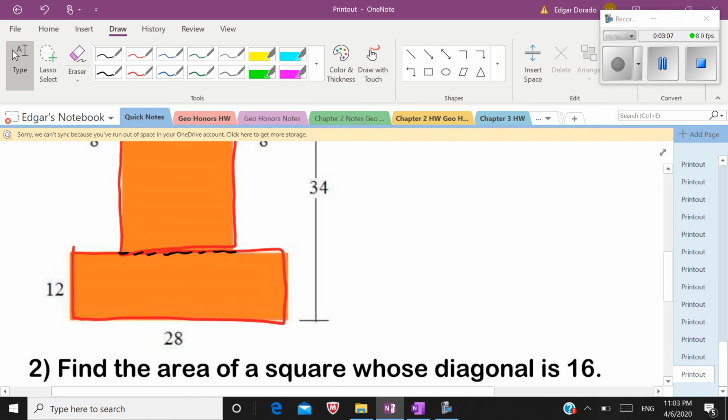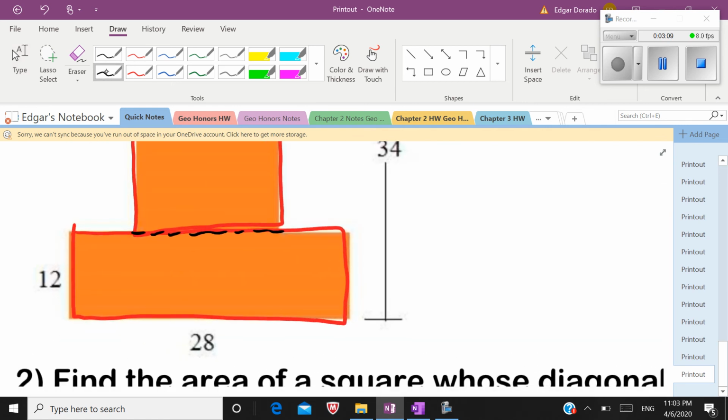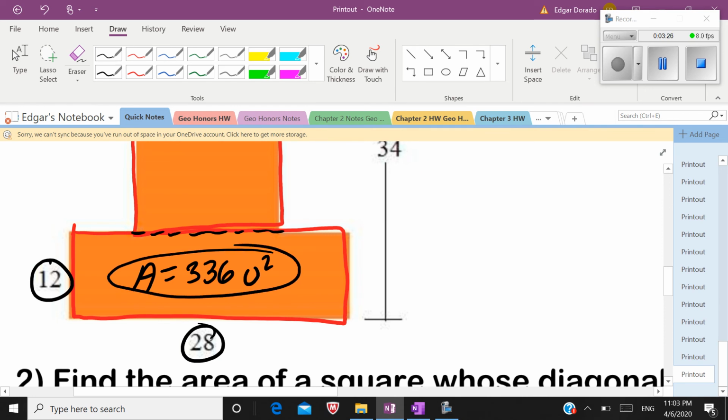I think the easiest one to start off with is this one down here. The area of this is going to be base times height, so 12 times 28. Let me multiply that out. I ended up getting 336 units squared. I haven't specified any units, so let's just leave it at units squared.